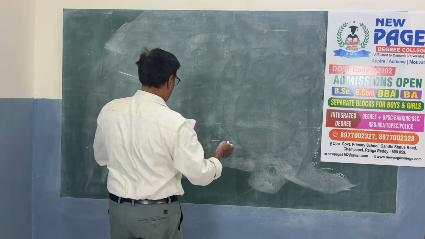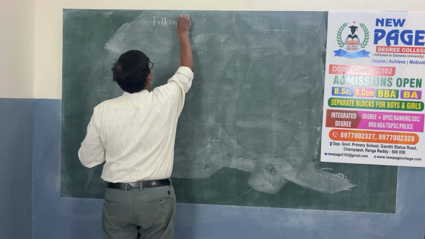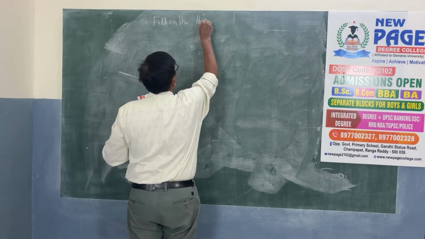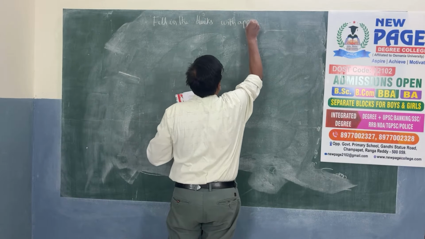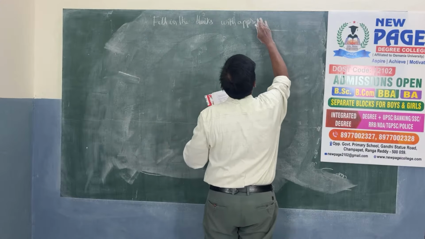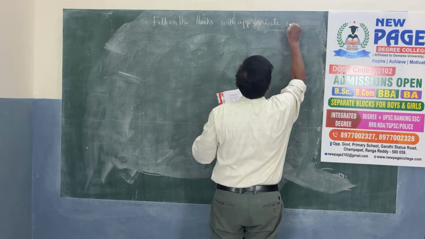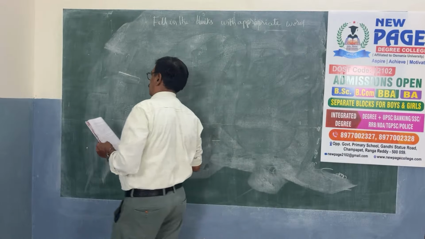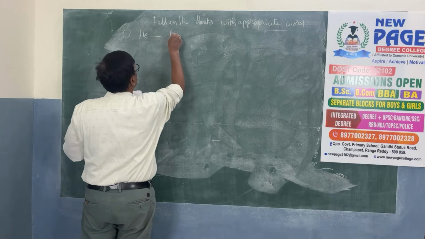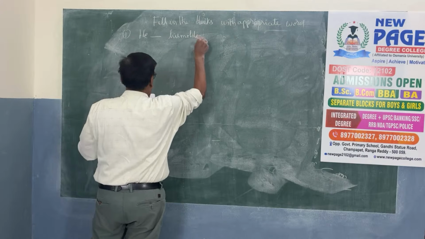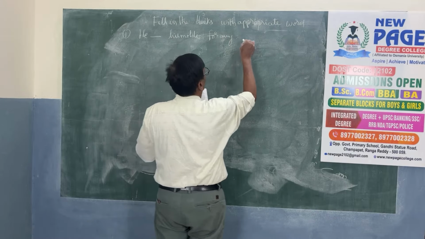In the examination, maybe they ask for the appropriate word for context. Fill in the blanks with the appropriate word. That means they give two words within brackets and you have to write the right one. For example, he dash his mobile for any messages.